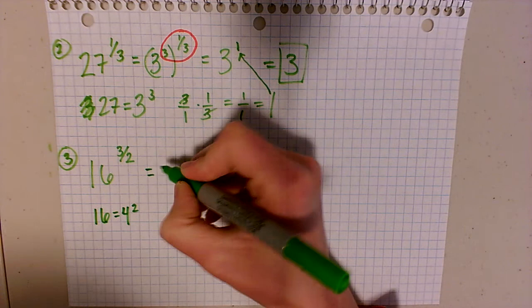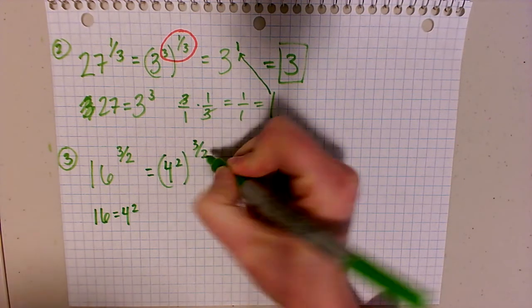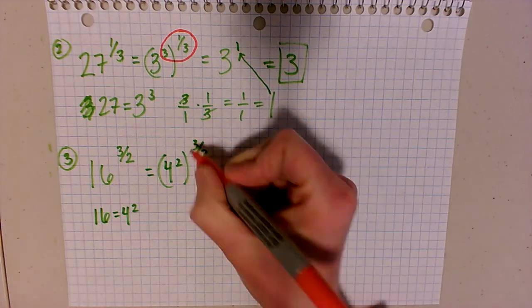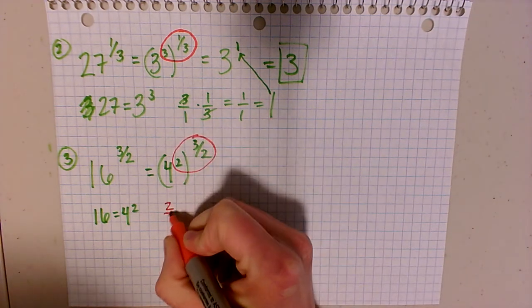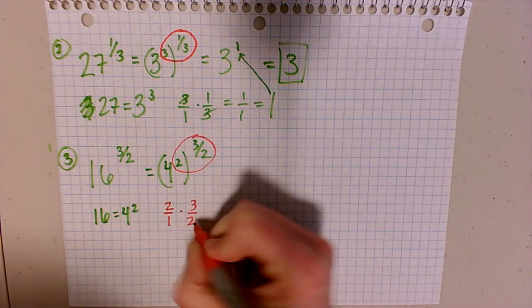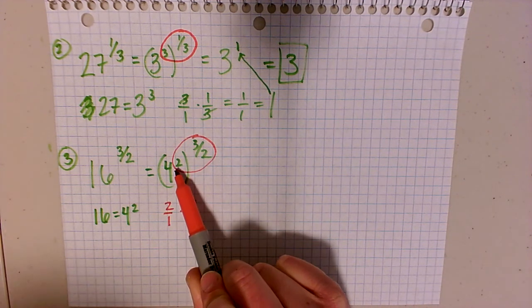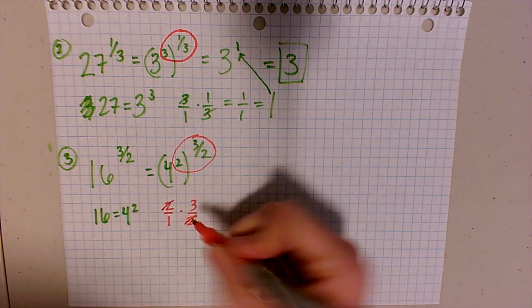And so if we rewrite this as 4 squared raised to the 3/2, right? And then if I take these exponents, 2 over 1 times 3 over 2, and multiply them, right? So it's really convenient that I have this exponent of 2 on the inside, because then it causes the denominator in your exponent to cancel when you multiply them.